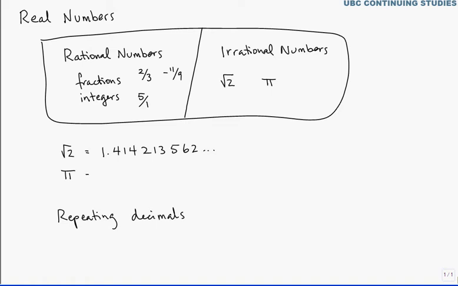Pi is another example of an irrational number, and you may read reports of millions of digits of pi being calculated by a computer, or people memorizing thousands of digits of pi. The first few digits of pi, 3.141592653, etc., again go on forever and never repeat. If a decimal expansion of a number does stop, like 0.25, that's a guarantee that it's a rational number.